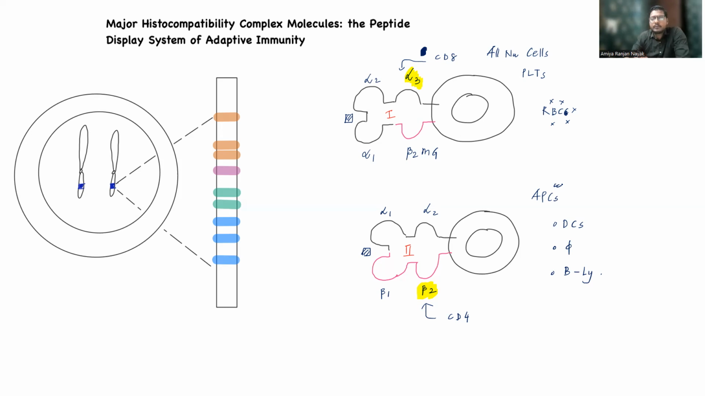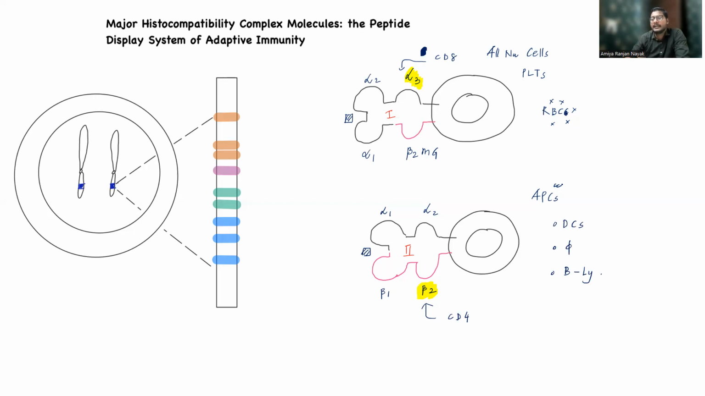It is found that if two individuals have identical sets of MHC molecules, and if you do transplantation between those two individuals, especially bone marrow transplantation, there is not going to be any kind of tissue rejection. However, if two individuals do not have identical MHC molecules, and you do transplantation between them, there will be tissue rejection.